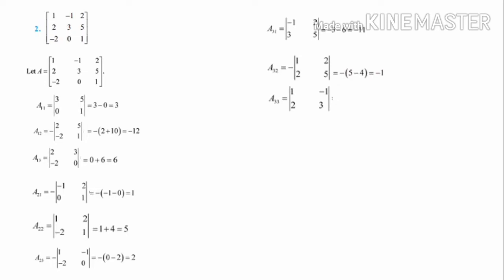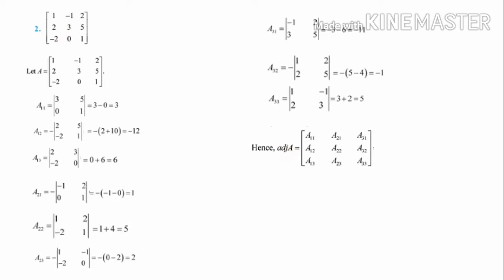Next element, that is A33. 1 is the element. That particular row and column is gone. 1 minus 1, 2, 3. That is written here. The sign is positive because 3 plus 3 is 6, and 6 is an even number, so the sign will come as positive. Calculate its value. 1 into 3 is 3. Minus into minus plus 2 into 1, that is 2. So 3 plus 2, that is equal to 5.